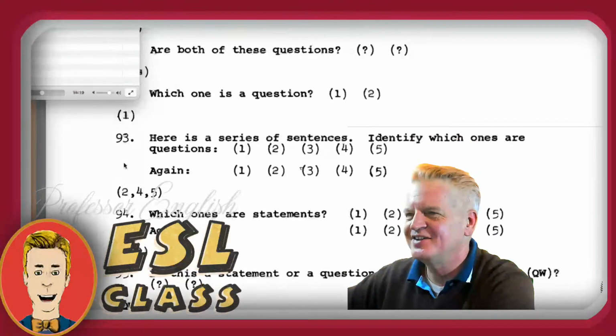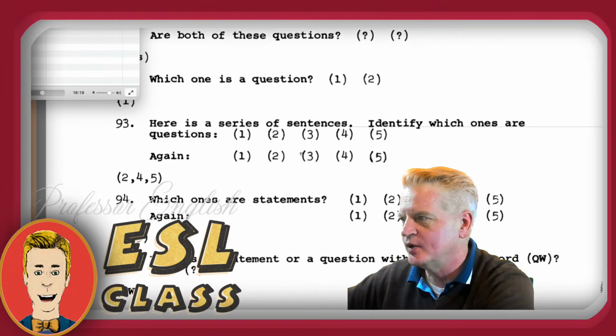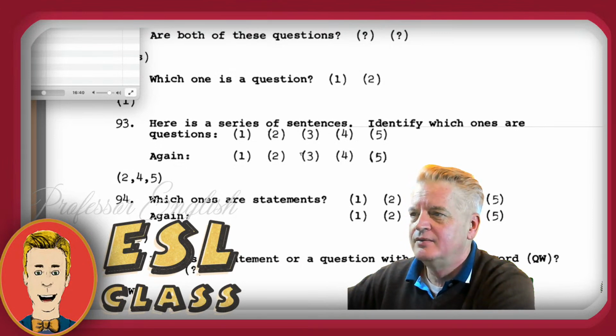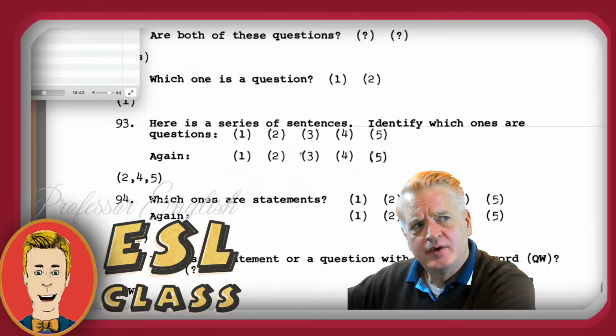93. Okay, here is a series of sentences. Identify which ones are questions. Number 1. Ich möchte gern Brot haben. That doesn't sound like a question. Number 2. Möchten Sie auch Milch haben? That sounds like a question. Number 3. Die Zigarren sind auch gut. That doesn't sound like a question. Number 4. Wo ist die Botschaft? That sounds like a question. Number 5. Ist das Herr Schneider?